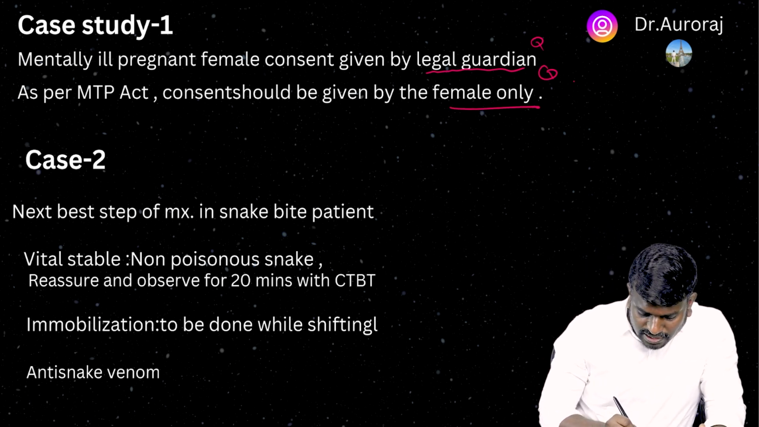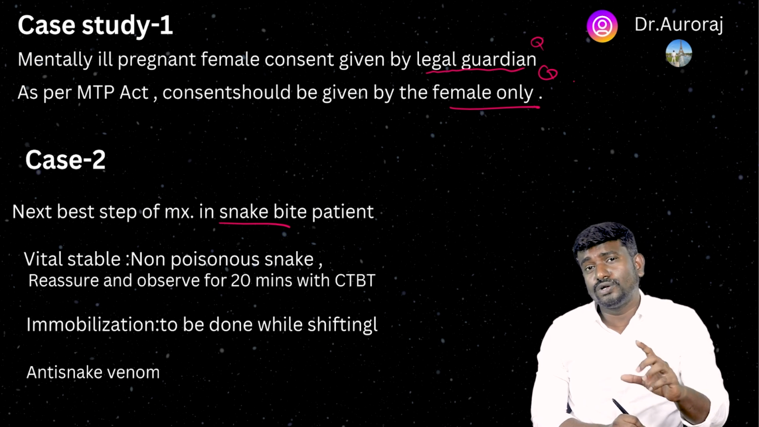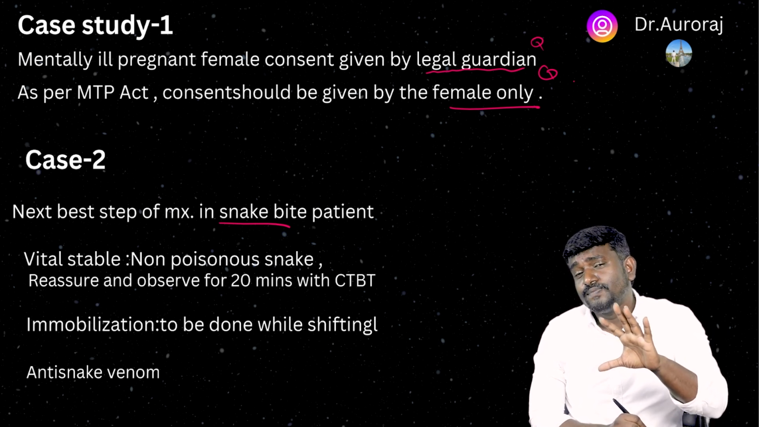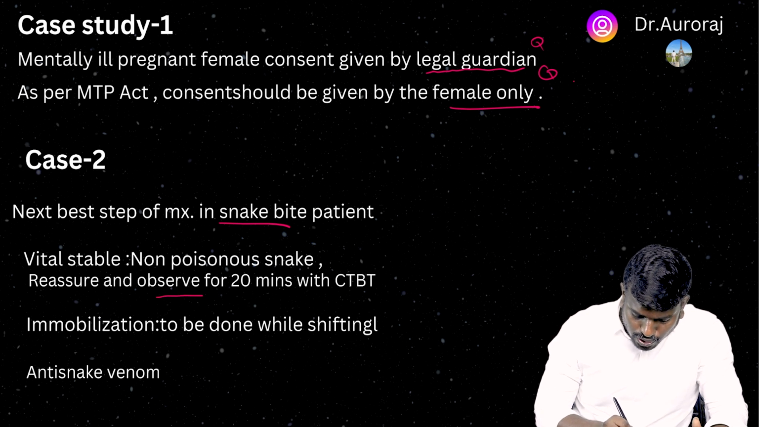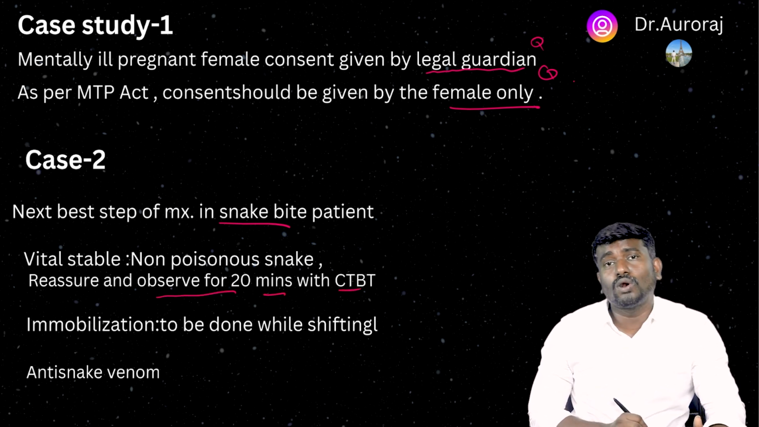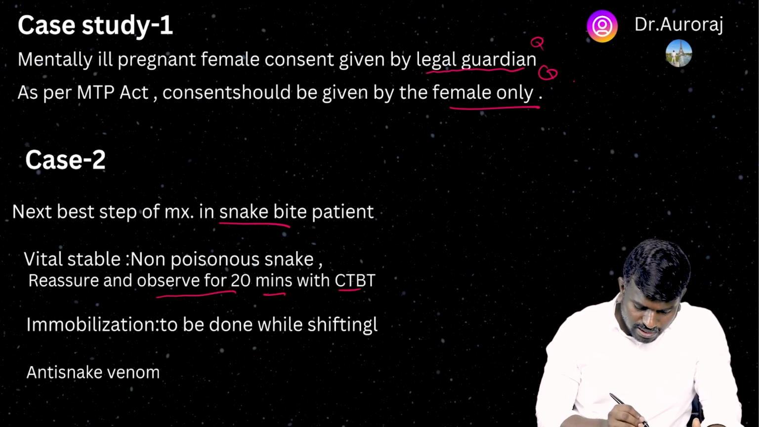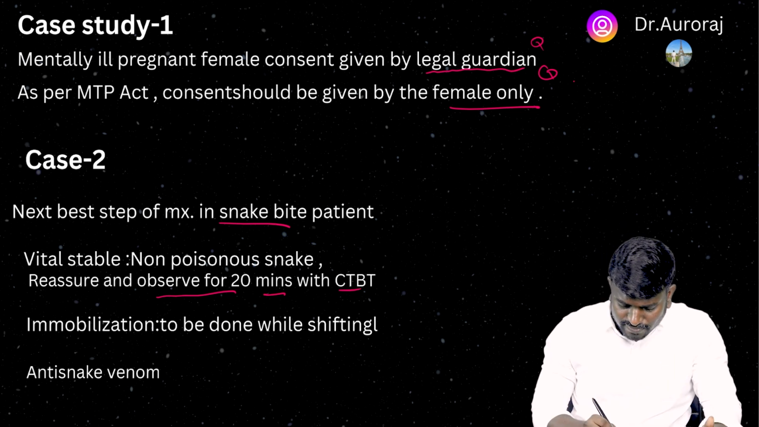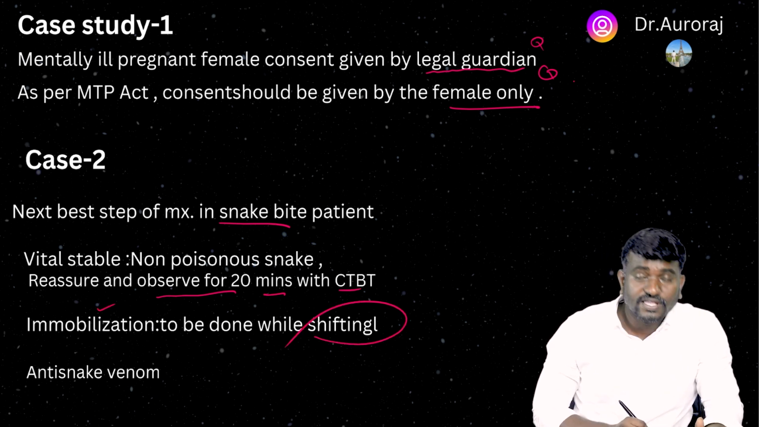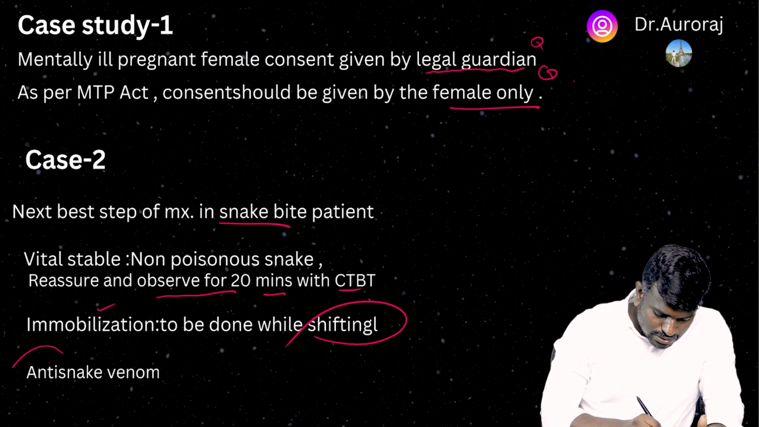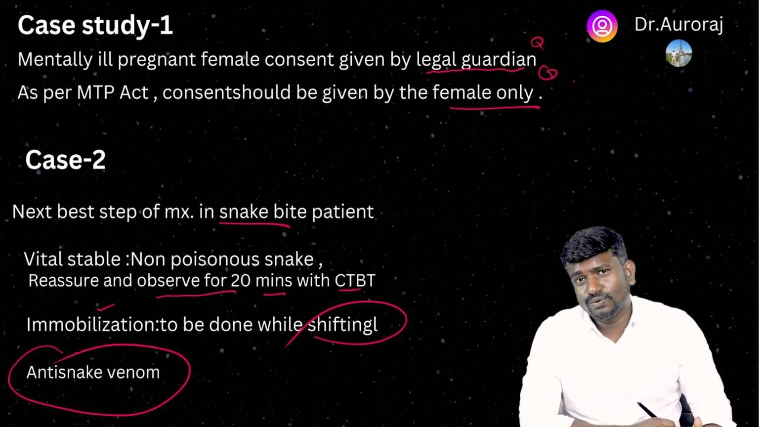Case number 2. Next step of management for a snake bite patient. What are you going to do? You're going to check the vitals. Yes. If it is a non-poisonous snake, then you're going to reassure the patient and also observe what? The 20 minute clotting time and also the BT. Now, immobilization should be done very carefully while shifting the patient to the hospital. Yes, you should be what? Immobilized. Now, also you're going to give anti-snake venom. Good.